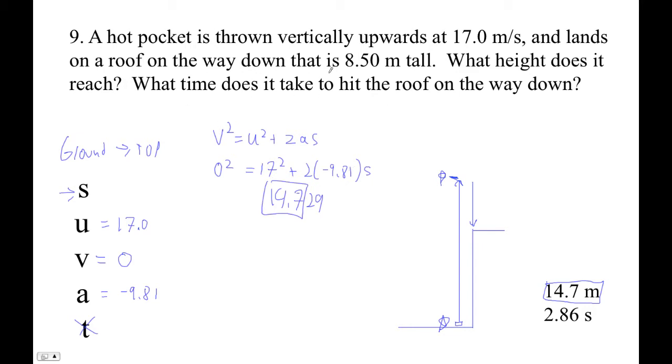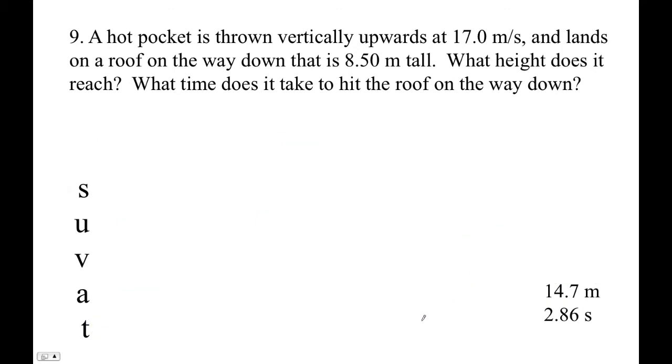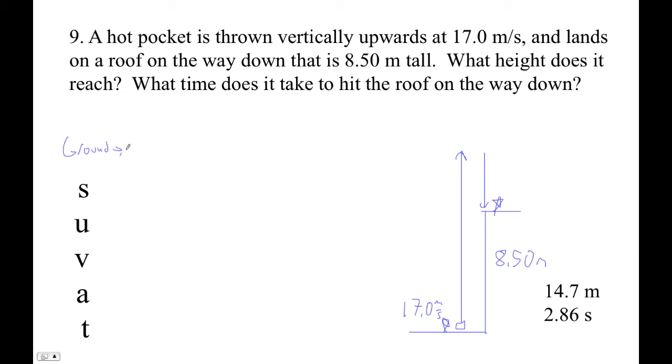All right, so now I'm going to erase. We're going to go to hitting the roof, right? So sadly, I have to erase all this beautiful diagramming here, right? So here's the roof again. The Hot Pocket goes up, comes down, hits the roof, right? This is 8.50 meters. This is 17 meters per second, right? And we're just going to go from the ground to the roof, right? Well, the net change in position, I know it goes up and then comes back, but the net change in position from beginning to end is 8.50 meters.